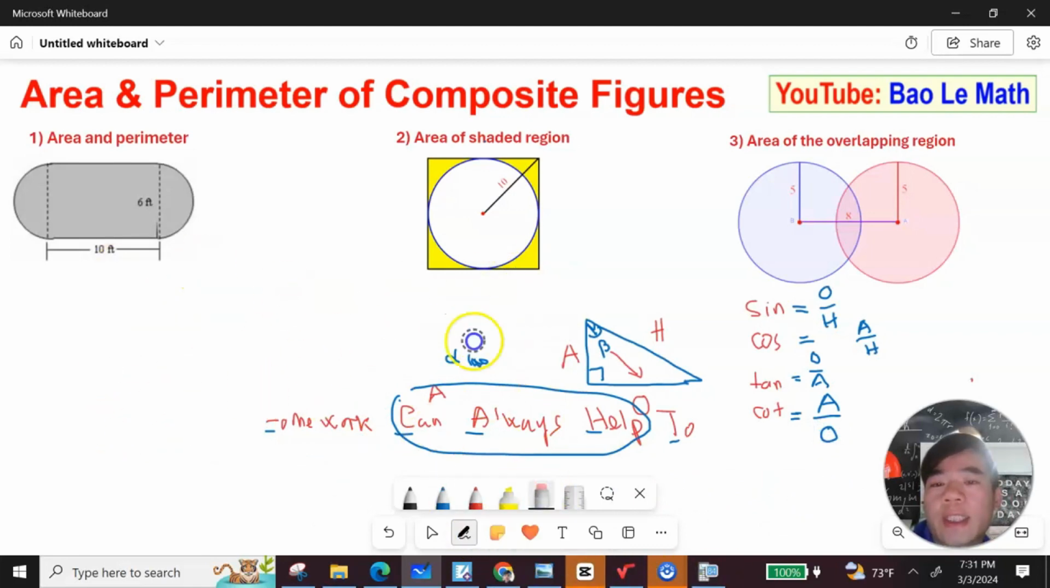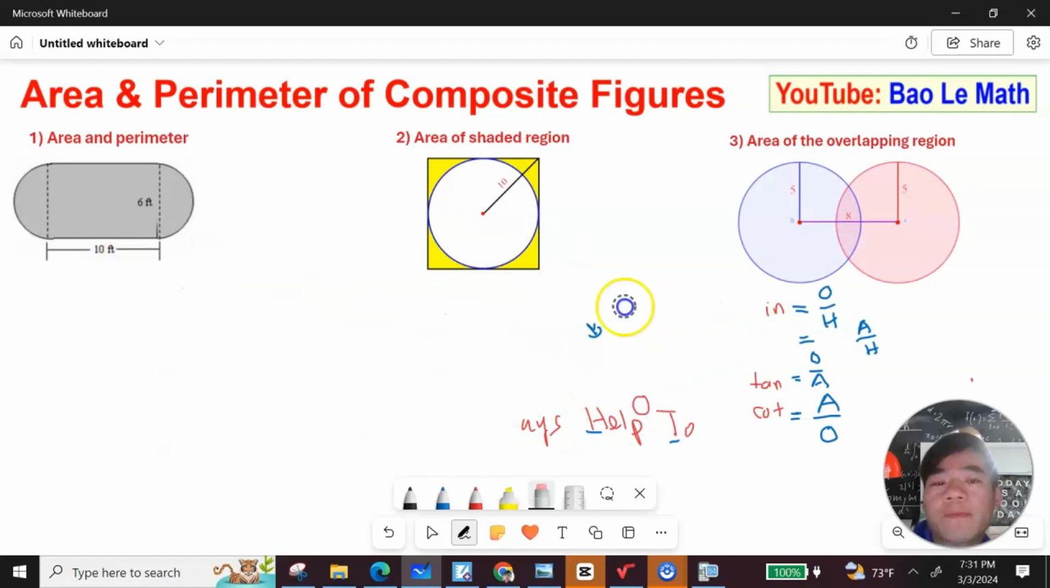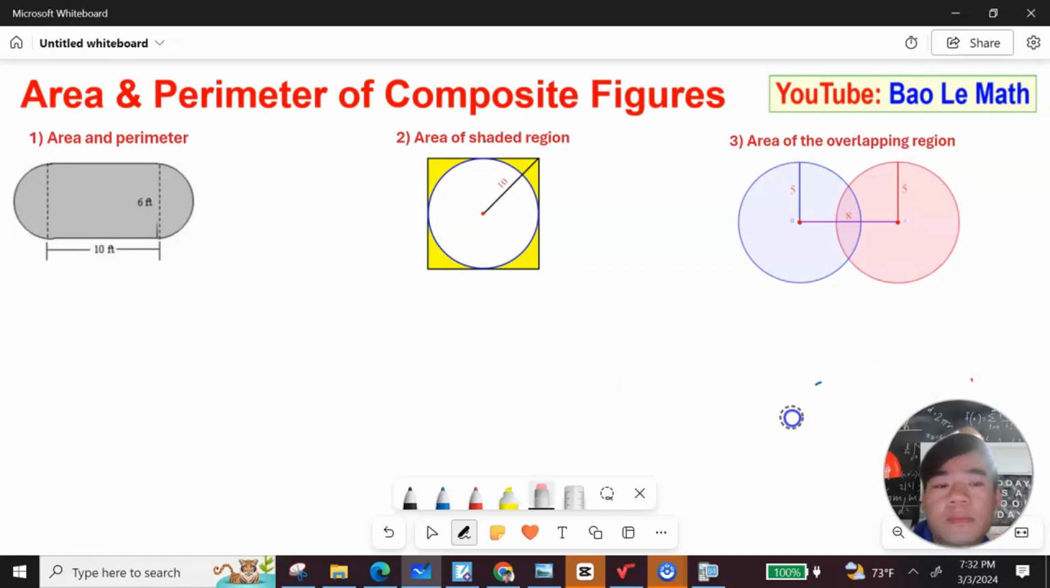So let's calculate the area of this composite figure. Let's take a look at the first one right here, the area and perimeter of this figure. This is a composite figure, so you just break it down into three figures. The left one is a semicircle, the right one is a semicircle, and the middle one is a rectangle.